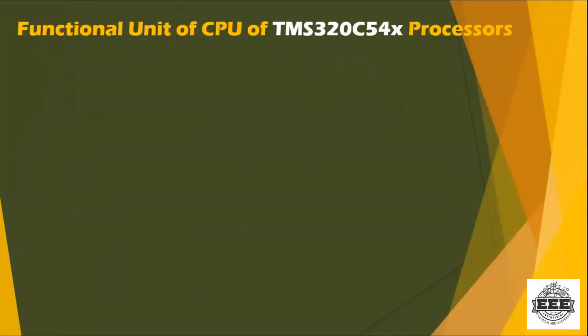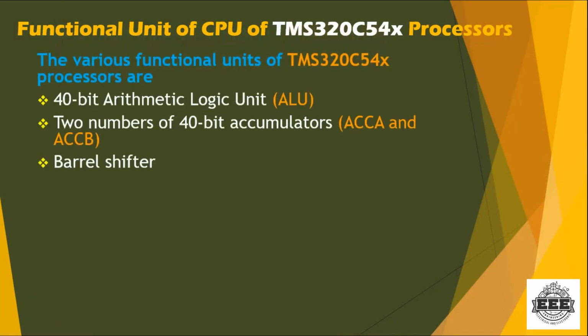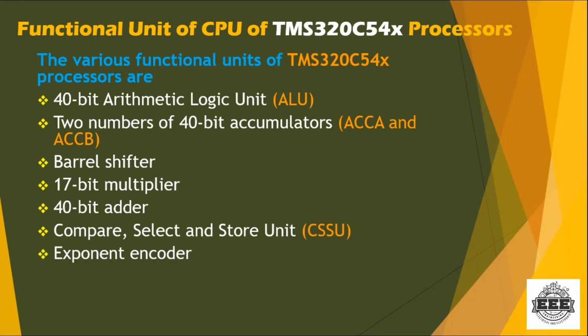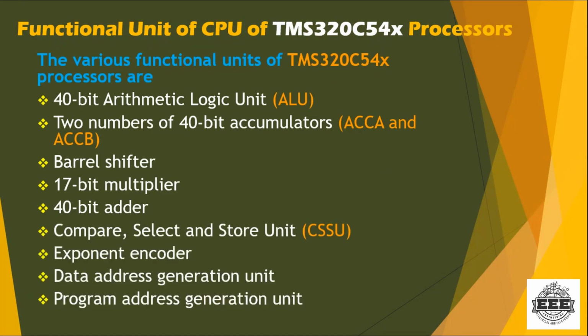Now we are going to see the functional units of the CPU. The various functional units inbuilt in the TMS320C54x processor are the arithmetic logical unit, accumulators A and B, barrel shifter, 17-bit multiplier, 40-bit adder, a compare, select, and store unit, exponent encoder, data address generation unit, and program address generation unit.